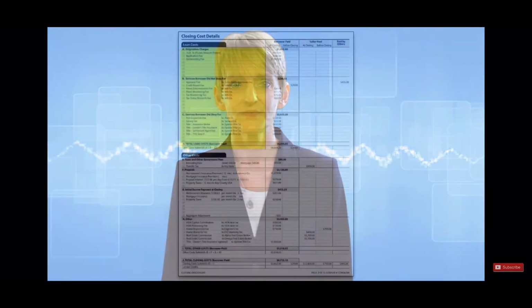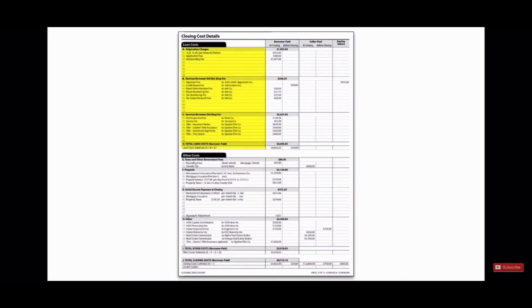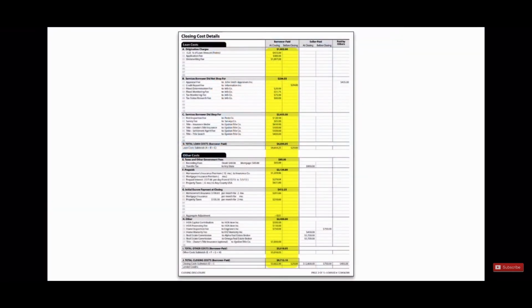Page 2 provides a breakdown of the closing cost details and lists the loan costs paid by the borrower, seller, and other parties. Sections A through D contain loan costs. Sections E through H contain other costs. Each line contains a description name for the fee. Moving across the page, there are columns for fee amounts. They are borrower paid at or before closing, seller paid at or before closing, and paid by others.